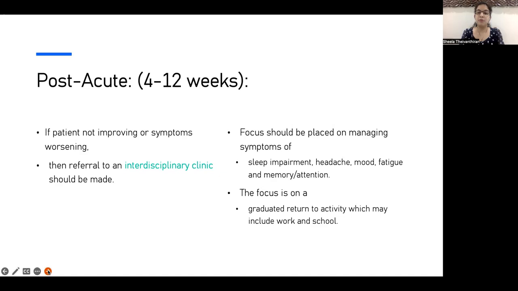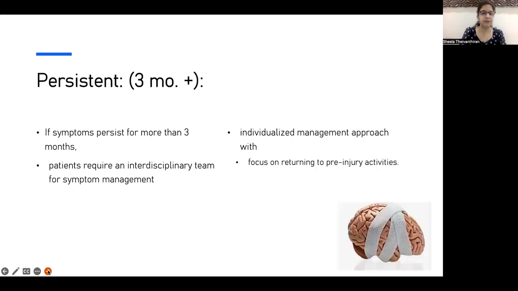Understand that if your symptoms don't get better, then you should be referred to an interdisciplinary clinic, much like what is run in most rehab centers. What will they be focusing on? Like I discussed just now, your headache, mood, and fatigue. The goal is to get you back to your previous life activities. And if at 3 months you're still having all of these symptoms, then you really need individualized management. It has to be structured by the interdisciplinary team to manage one by one. Again, the focus is pre-injury activities.